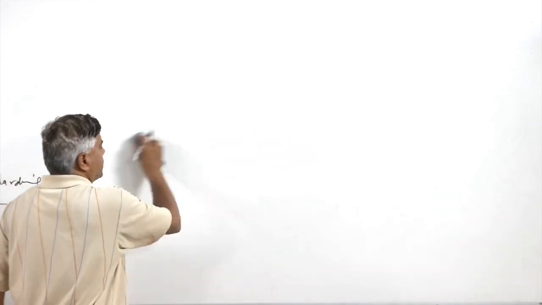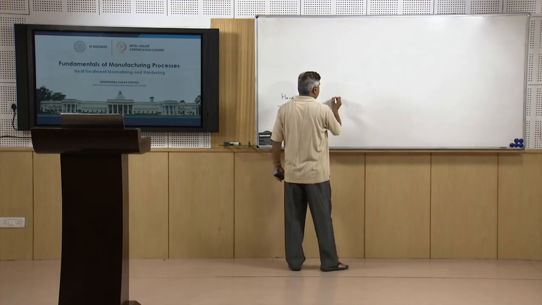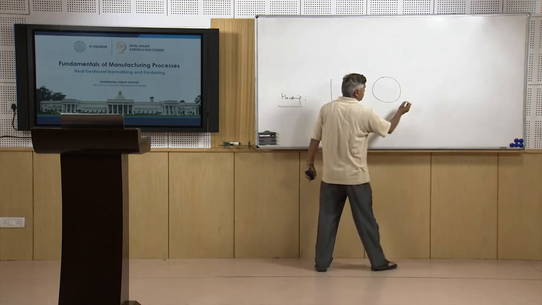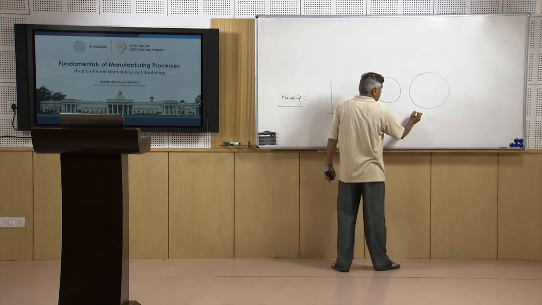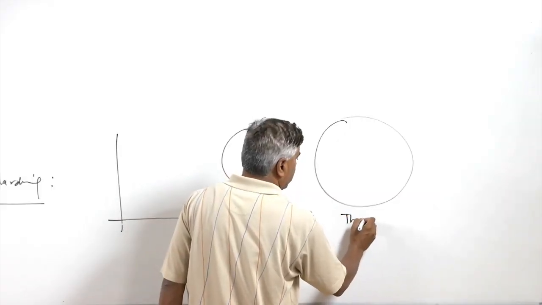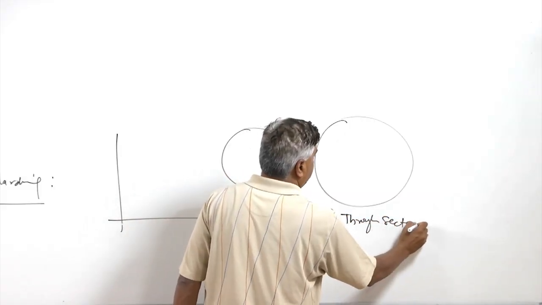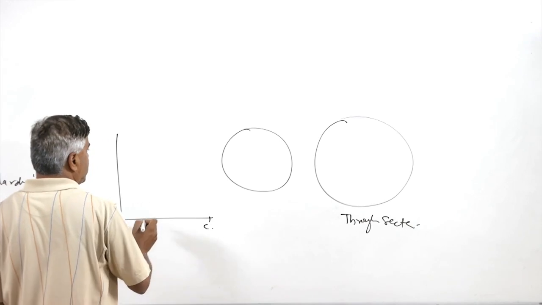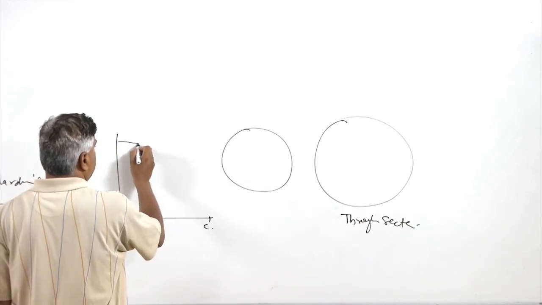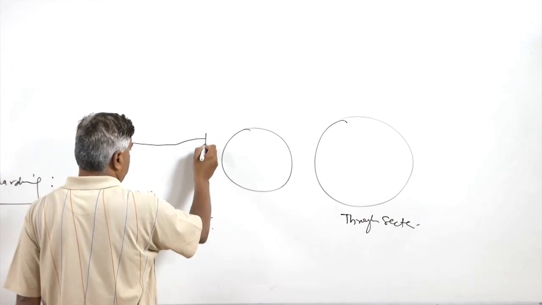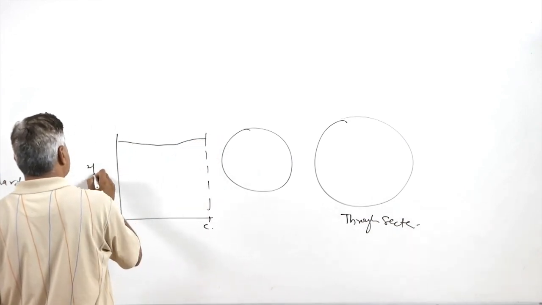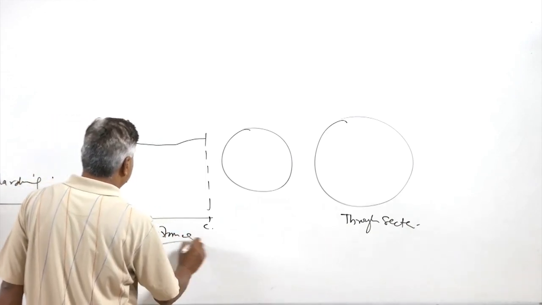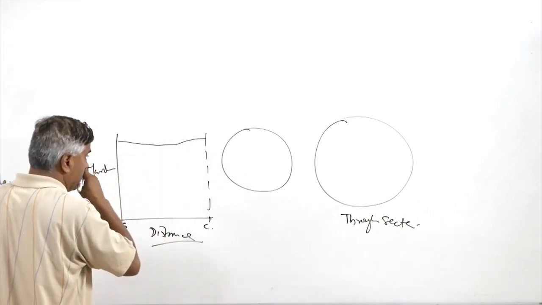Now we'll see the residual stress aspect related with the hardening. There are two variants of the hardening. One is the shallow hardening and another is the through thickness hardening. Let's take the through thickness hardening, or through section hardening. In this case, if the hardness variation from the surface to the center is plotted, we will find that there is not much variation. The hardness almost remains constant.